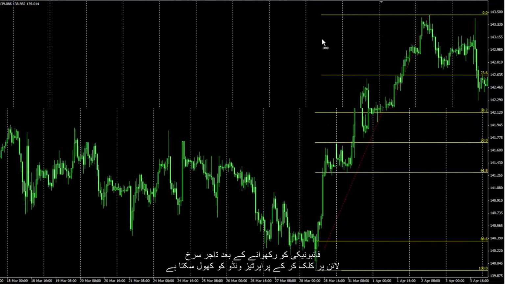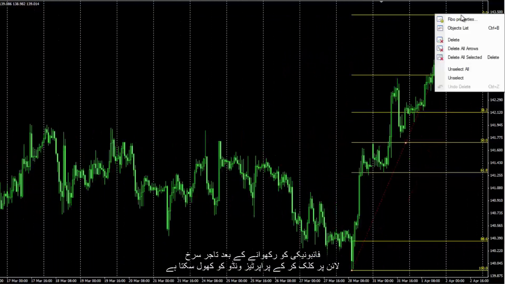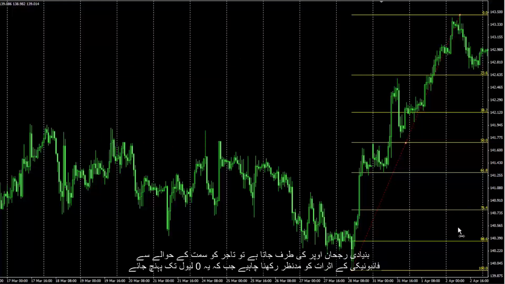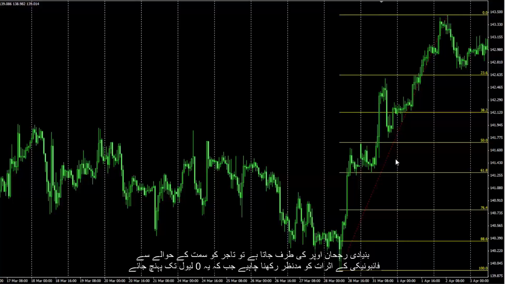After placing Fibonacci, a trader can right-click on the red line to open a properties window. The 76.4% level can be added in the Fibo Levels tab. A trader must enter 0.764 in the level field, plus in the description field a trader can enter 76.4. The main trend is upwards, so a trader should consider Fibonacci effects on direction after it hits the zero level.